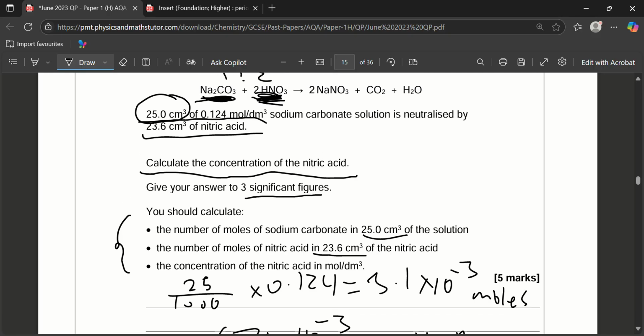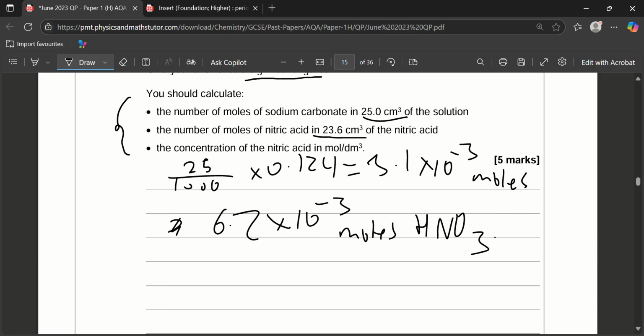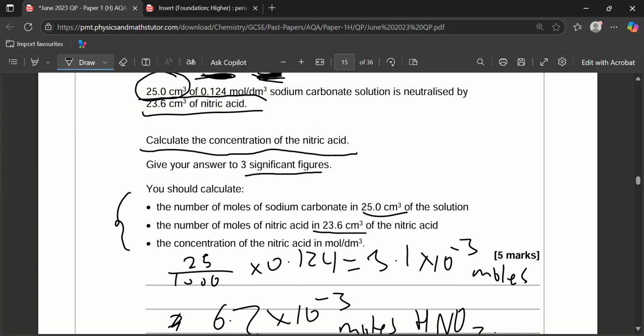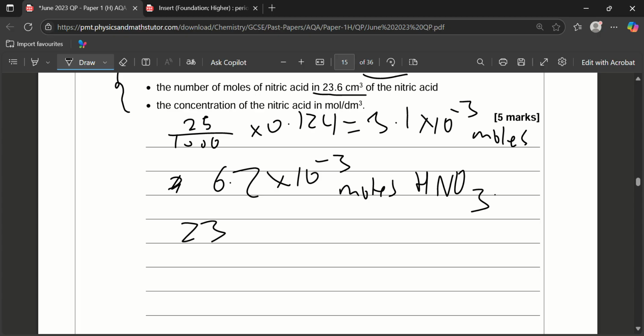And we need to find the moles of nitric acid in 23.6 centimeter cube of the nitric acid. Cool. We're given the volume of the nitric acid. So once again, we've got to convert that volume. And to find the concentration, it will just be moles divided by volume. We have the moles, so let's convert the volume first. 23.6 divided by 1000 to get into decimeter cube. And since we have to do moles divided by volume, we have to divide n, in this case 6.2 times 10 to the minus 3.